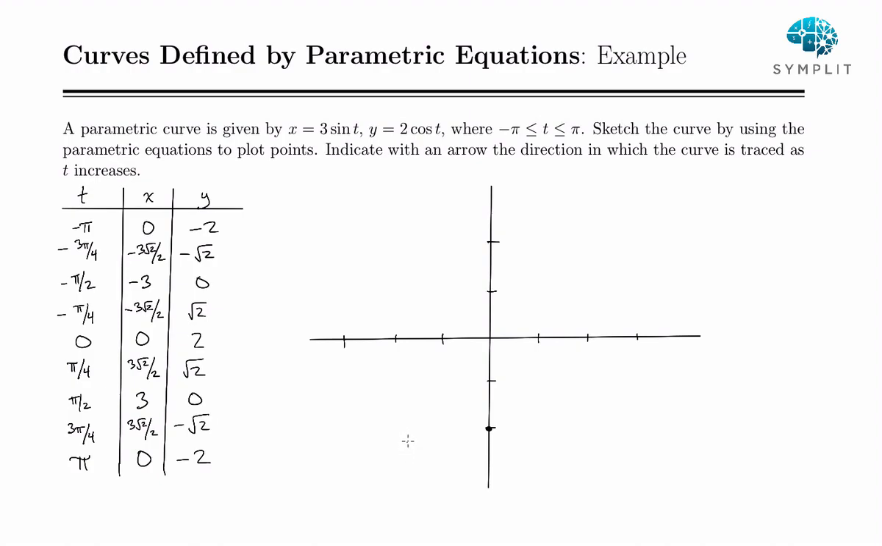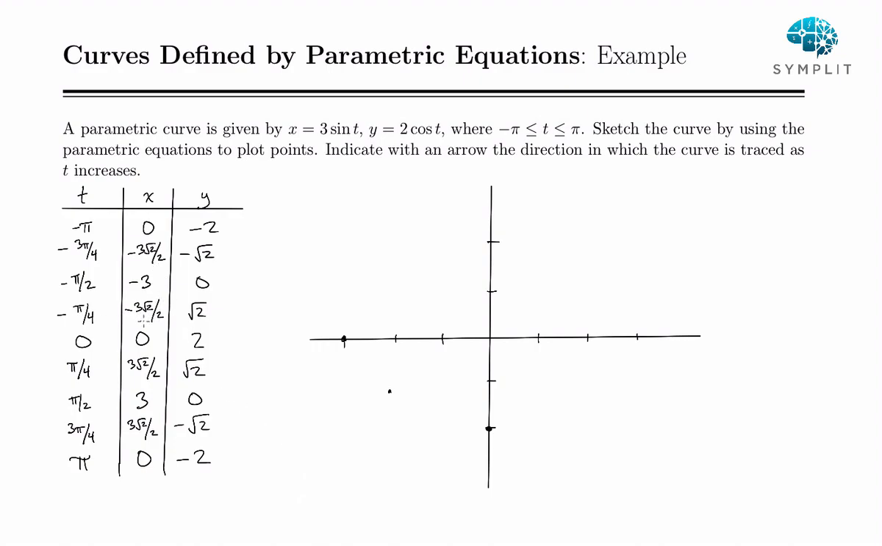Square root of 2 is about 1.4. And then we've got 3 halves of that. So about 1.4 divided by 2 is about 0.7. Multiplied by 3 is 2.1. So it looks like it's actually about right there. We end up at negative 3, 0. So we've gone from here to here to here.